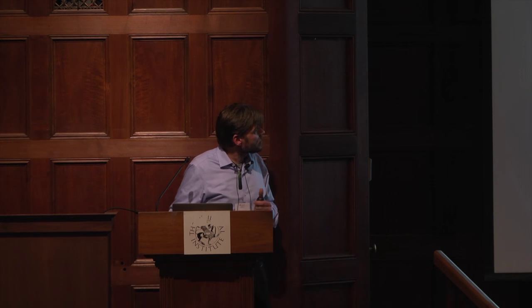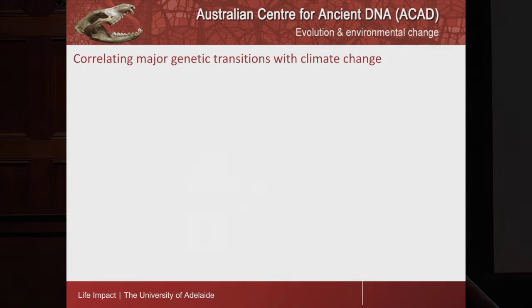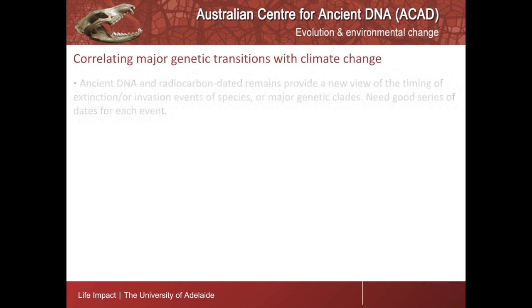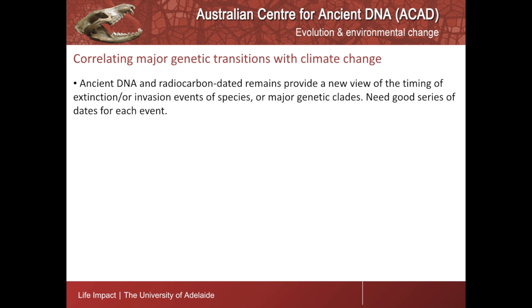So to give you an idea why I think that climate change is having such a big impact, one of the things we can do is to look at all the different megafauna that have been sequenced so far. And we can use the radiocarbon-dated bones and the ancient DNA to look at when major changes have occurred. The first thing we find is that many of these changes you can't see in the fossil record because they're happening at a population level, sometimes even at a species level, but the species look so similar.